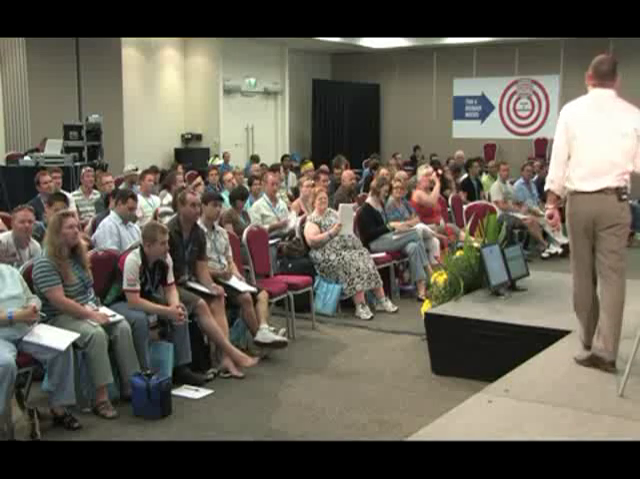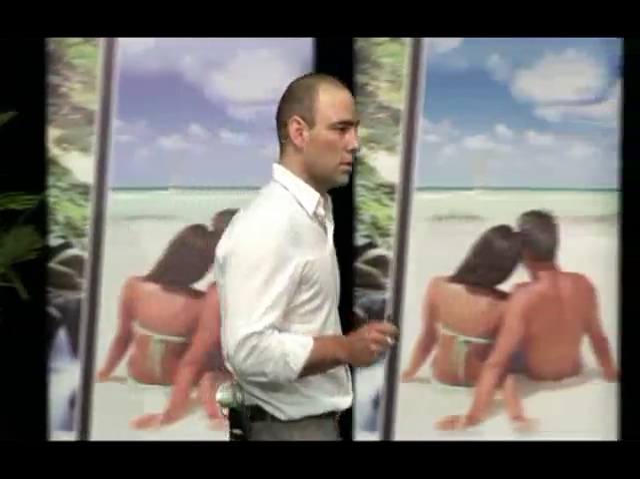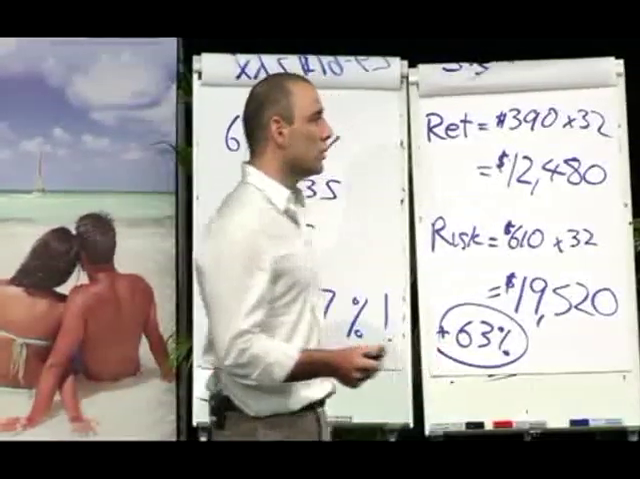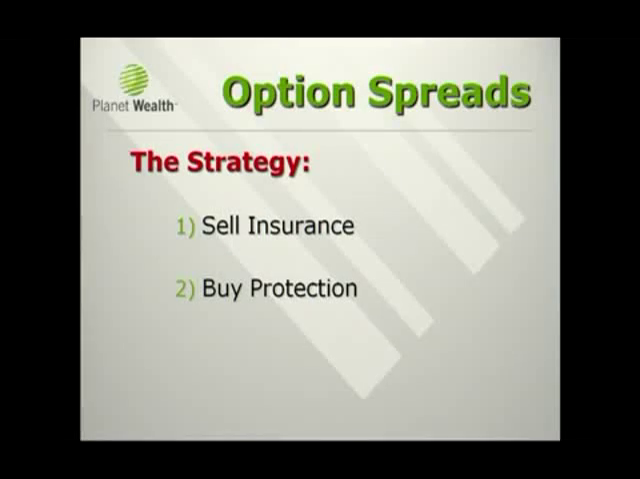So this is it. Write this down. There are 3 steps to this strategy. 3 simple steps. Number 1, we sell insurance, so we sell a put option. Number 2, buy protection, so we buy a put option at a lower price. Sell insurance, buy protection, keep the change. That's it. That's the strategy.